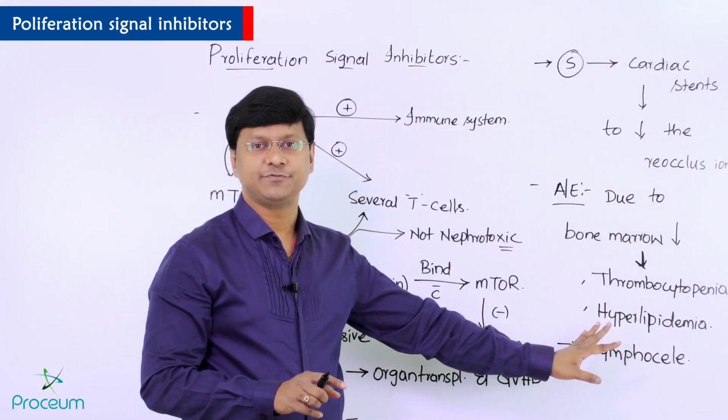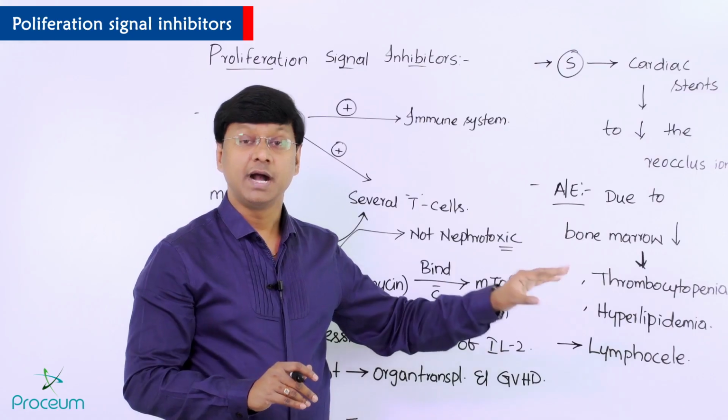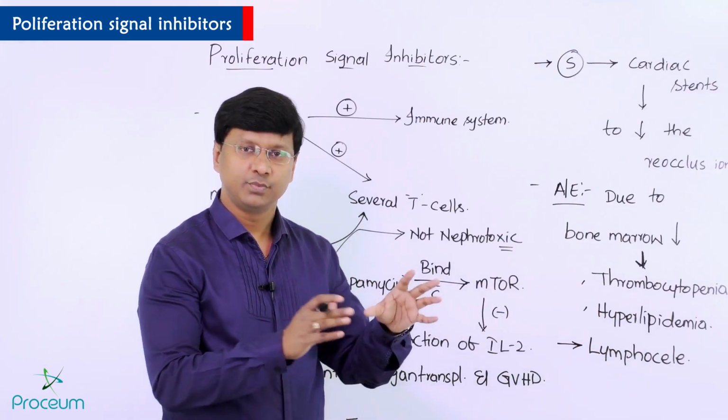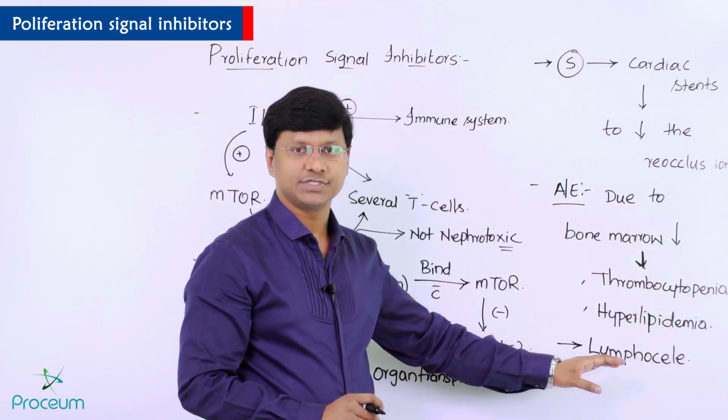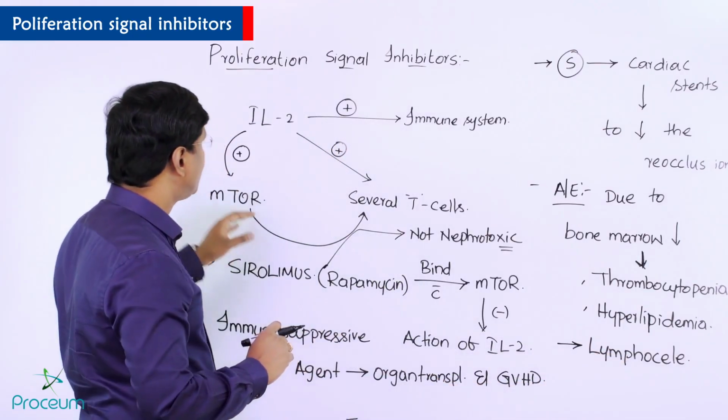That is what is called as lymphocele, right? It is an abnormal collection of the lymphatic fluid within a body cavity without epithelial lining. So let me shortly revise up to here what we have discussed.